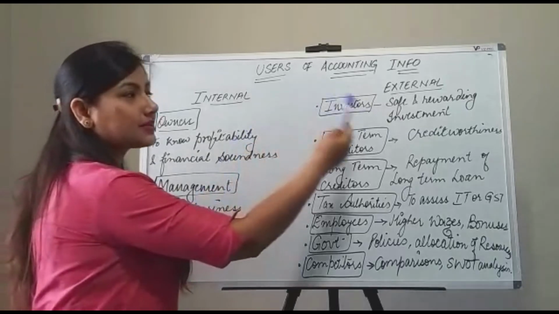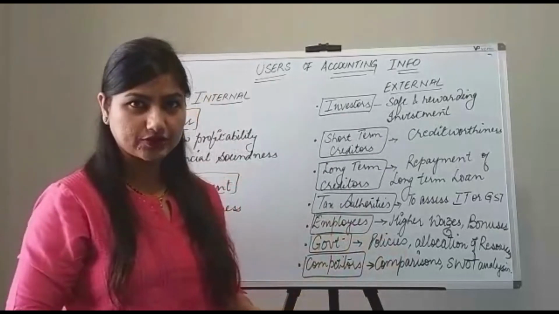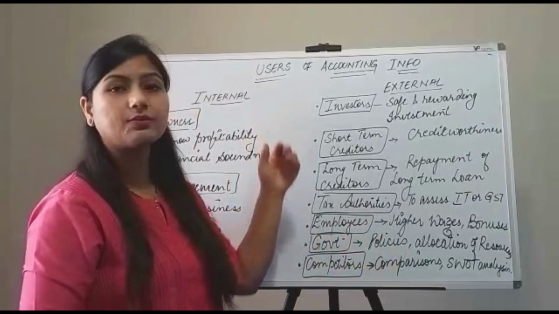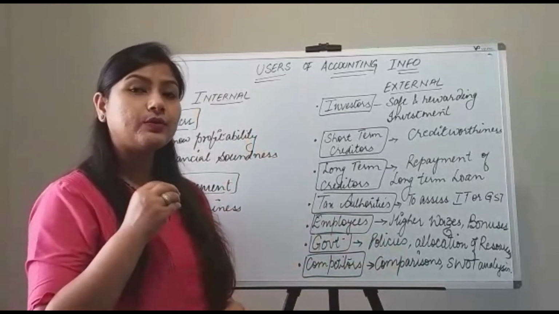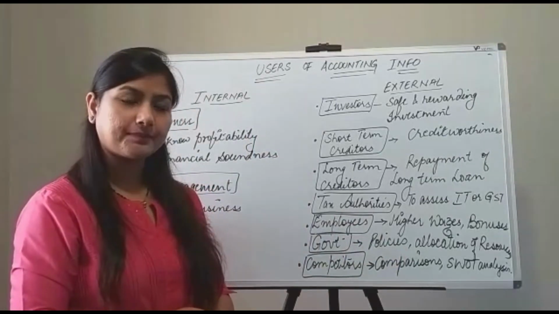Moving on to the external users. So these are all the external users of accounting information. Firstly, we talk about investors. Now investors are the users of accounting information. How come?